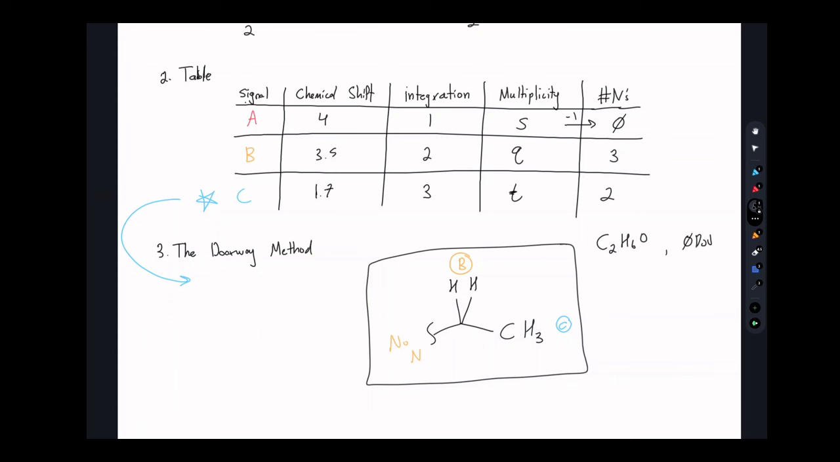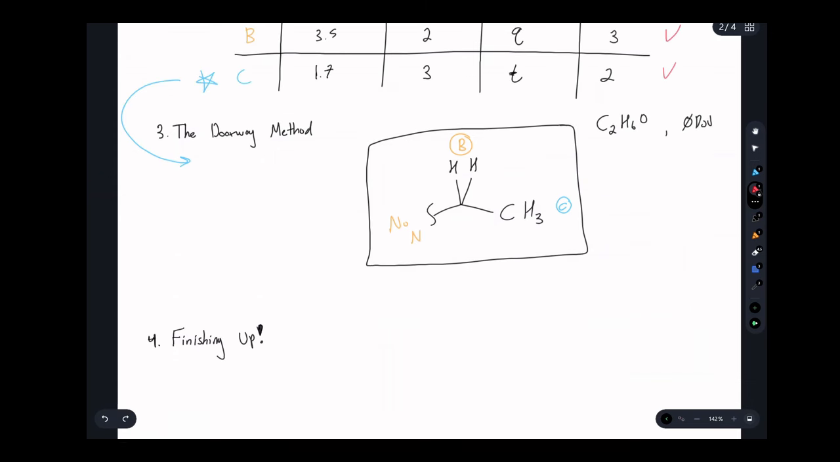So by using the doorway method, I've almost guaranteed the existence of this ethyl group on my molecule. I'm not sure what it's connected to, but I know there's an ethyl group that represents signal B and C, which means that signal B and C, at least for now, are handled. All that leaves us with then is signal A. We check the table, and signal A doesn't have an integration of 3, 6, or 9. Keep in mind, you can do multiple doorways at the same time, or in sequence before you approach the last step, which is finishing up.